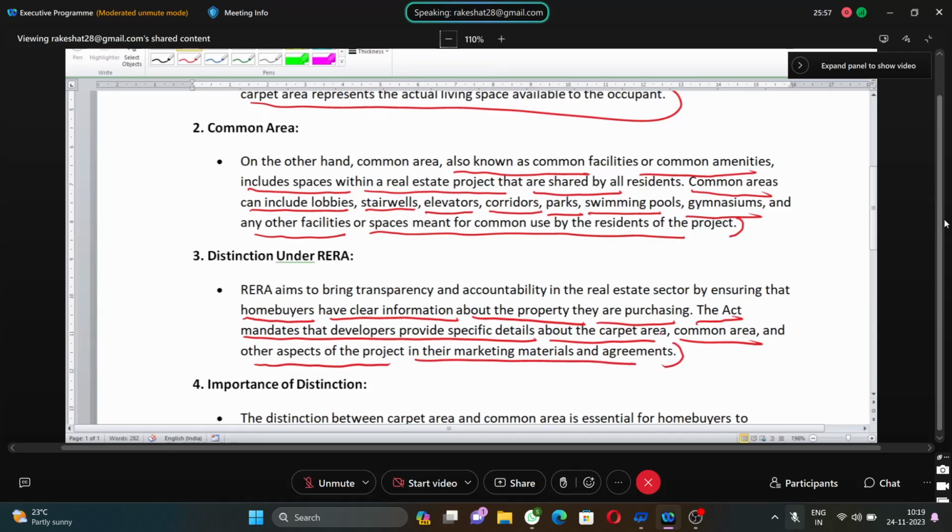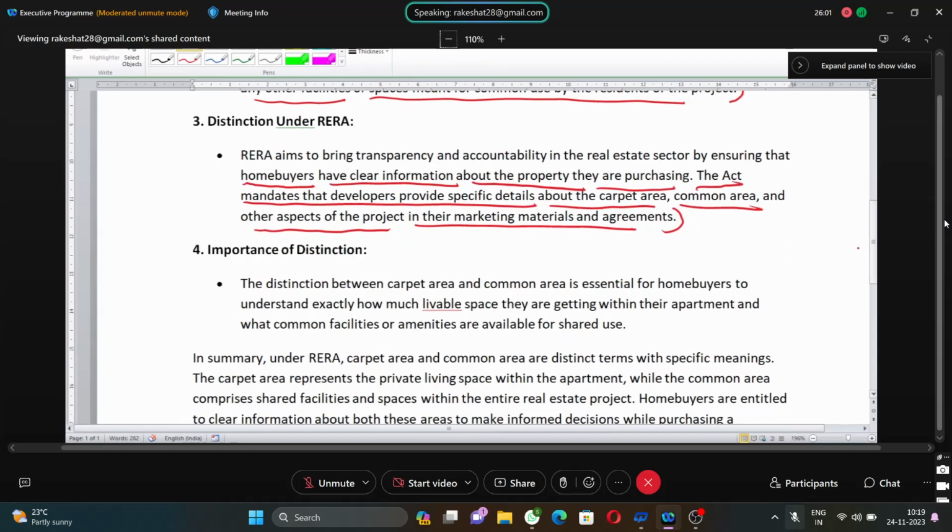Why is it important to have a distinction? The distinction between carpet area and common area is essential for home buyers to understand exactly how much livable space they are getting within their apartment and what common facilities or amenities are available for their use. In summary, under RERA, carpet area and common area are distinct terms with specific meaning. Got it, guys?